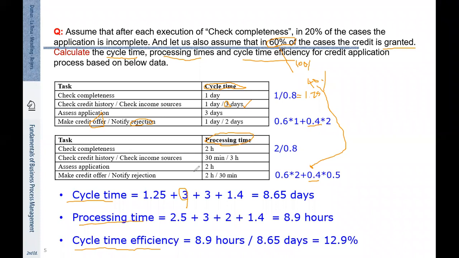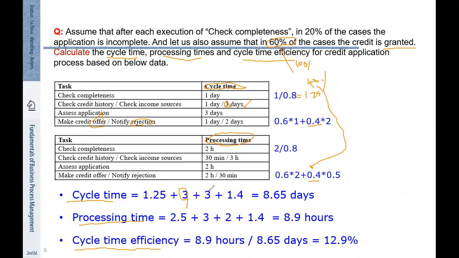Okay, so this 3 is from here. You have 1 day and 3 days here, so you have to choose the biggest number. For example, let's say in the exam, they say 2 days and 5 days. So you have to choose the 5 days. You have to choose the biggest number. If they say 2 days and 5 days, you have to choose the 5 days. Okay, so this is the second one.